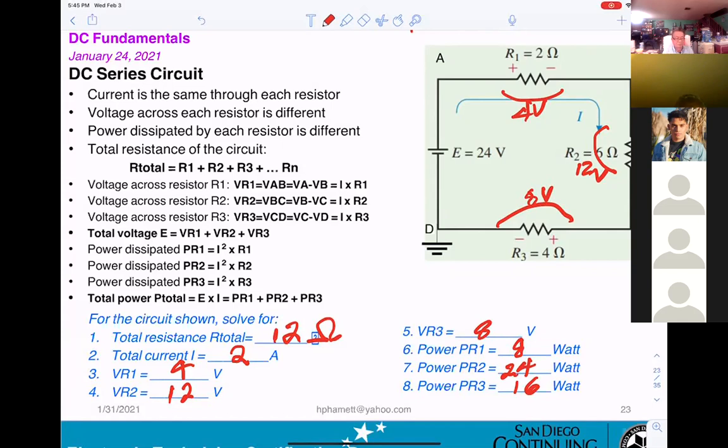Exactly. Just regurgitating, simplifying. Okay. Yeah, right. And R total is equal to the sum of the resistances in the series loop. Exactly, exactly.